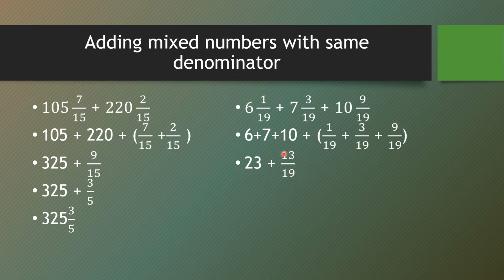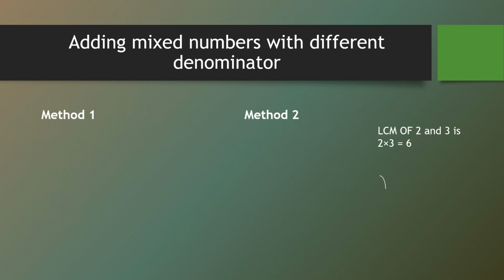Now we cannot simplify this. It is already in simplest form. So we will write this whole number and fraction as a mixed number. So it is 23 and 13 by 19. Right?